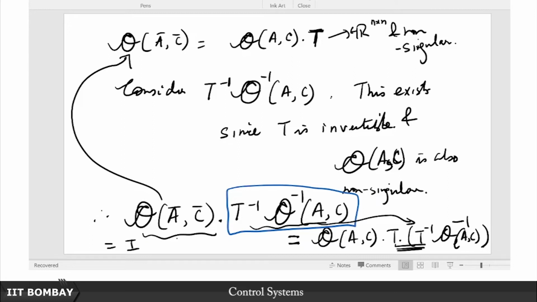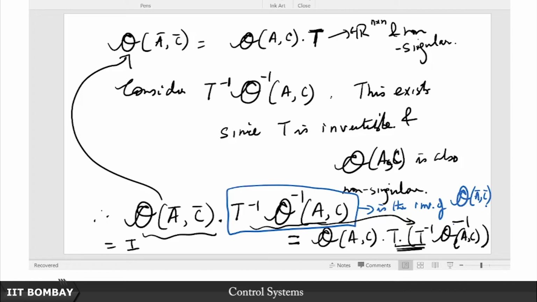So therefore this is identity. So therefore this blue fellow is the inverse of O A bar C bar. What does that mean? That means that this observability matrix of the transform system is also invertible, which means that the transform system is also observable, right? So that is what I am claiming.